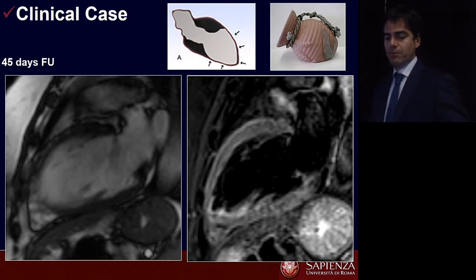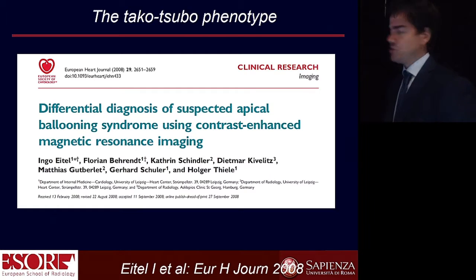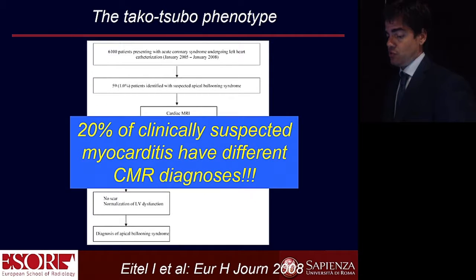So, the differential diagnosis of suspected apical ballooning is incredibly broad. You should do contrast. You should consider that in some cases there is a scar consistent with ischemic heart disease or with myocarditis. And I would say 20% of clinically suspected myocarditis have a different CMR diagnosis. So things are not easy, things are not straightforward. Consider it in your differential always.